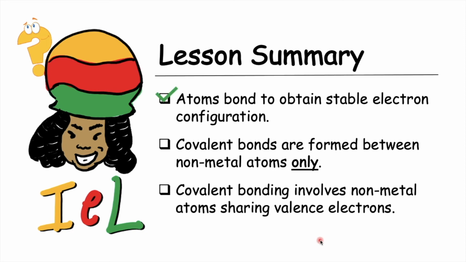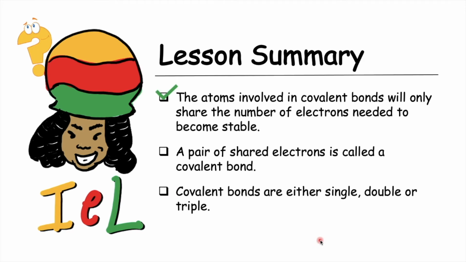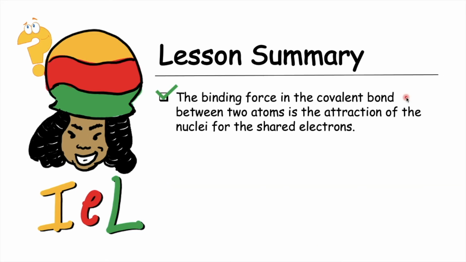Note that atoms bond to obtain a stable electron configuration. The covalent bonds are formed between nonmetal atoms only. Covalent bonding involves nonmetal atoms sharing valence electrons. The atoms involved in covalent bonds will only share the number of electrons they need to become stable. A pair of shared electrons is called a covalent bond. Covalent bonds are either single, double, or triple bonds. The binding force in the covalent bond between two atoms is the attraction of the nuclei for the shared electrons.